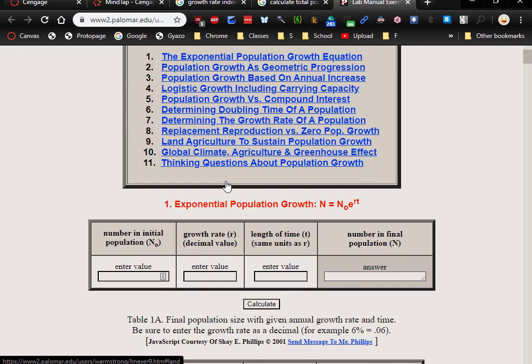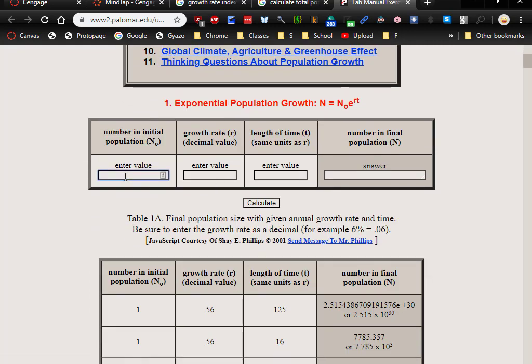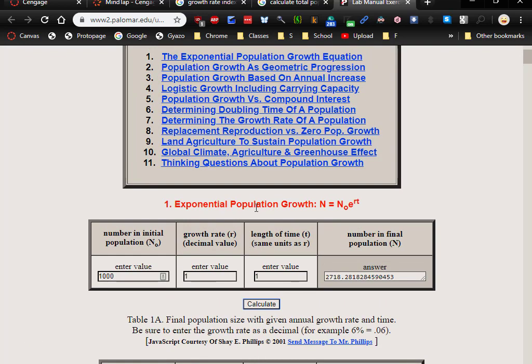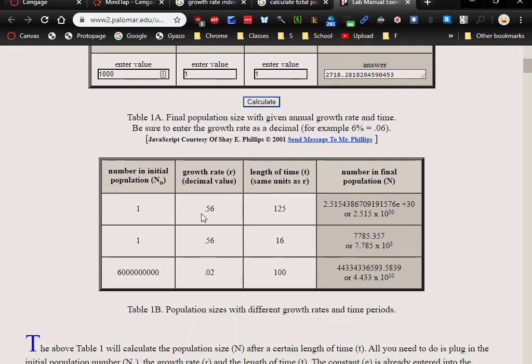The exponential population growth equation. Your initial value: you start off with 1,000 folks. Your growth rate is 50%. Your unit of time. I'm going to make it 100%, and it grows twice. What if it grew once? Okay, I'm feeling like ditching this problem because this equation is giving us something completely different. If I'm not understanding it, it's initial population, the growth rate is 0.56, the length of time is 125.